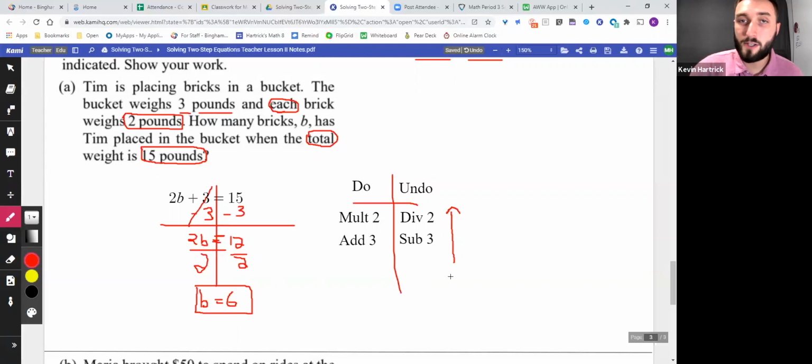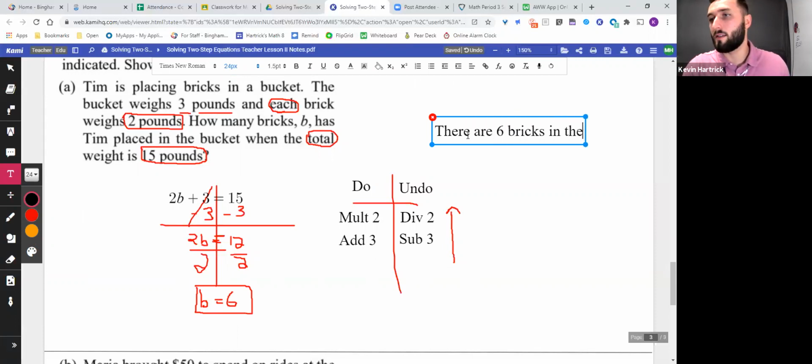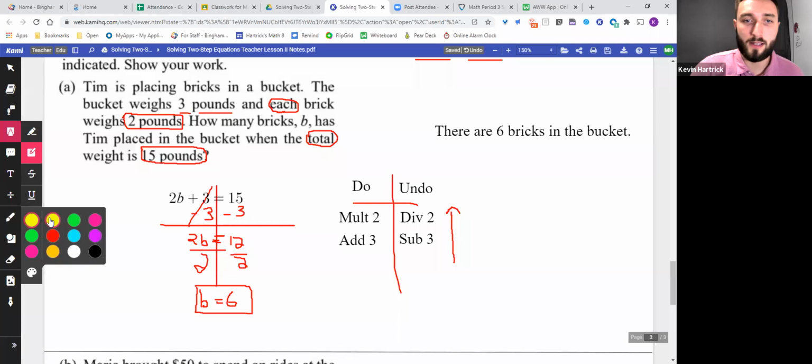Now, this is not sufficient enough to answer the question. This is all the work that you have to do, but the actual answer needs to be an answer statement. So you are going to say that, what are they asking for? How many bricks, right? So there are 6 bricks in the bucket. You cannot get full credit without an answer statement. Sometimes it's nice to highlight it so you know that that's what your answer is. Okay, good luck on the practice problems.